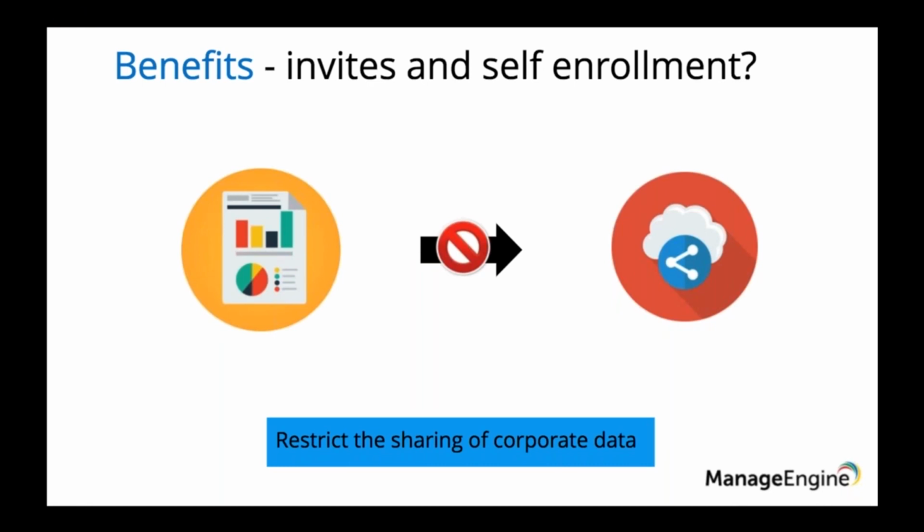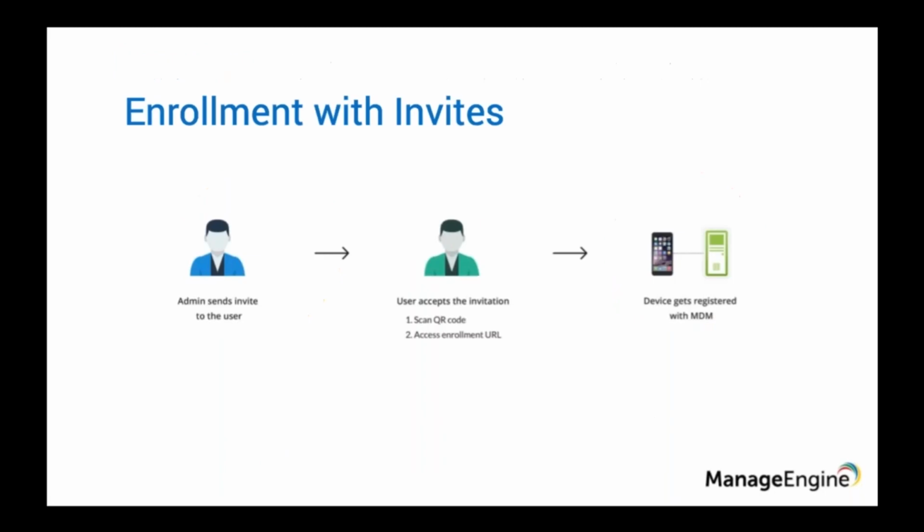Now that you've understood the benefits of invites and self-enrollment, let's take a closer look at how enrollment with invites operates. Here, as an admin, you need to send out invitations to your end users, and the end users will then need to accept the invitation by either scanning the QR code or accessing the enrollment URL, which are both present on the email invitation. They can then authenticate themselves using either their Active Directory credentials or a one-time passcode. Upon successful authentication, the device gets registered with MDM.